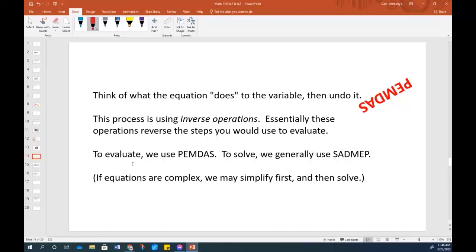If we're going to evaluate, we're going to use PEMDAS, but when we solve, you could think of it as SADMEP, although you won't find that written in a math book anywhere. You have to undo any addition or subtraction, and then undo any division and multiplication, then get rid of your exponents and things. If your equations are really complicated as far as parentheses go, you could simplify some first and then solve. That's typically what we do if there are parentheses involved, although that's kind of an option.